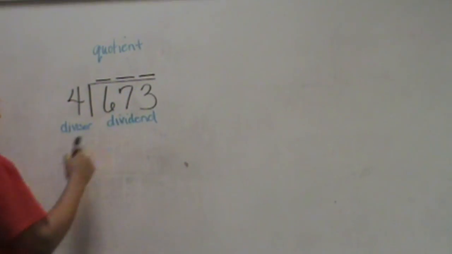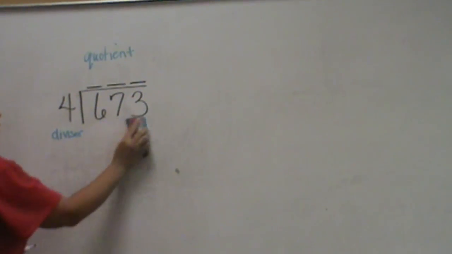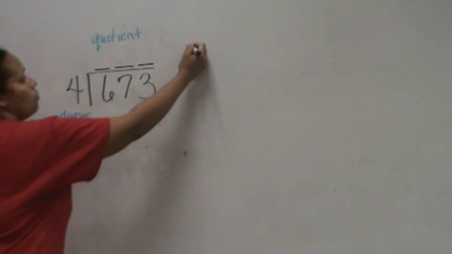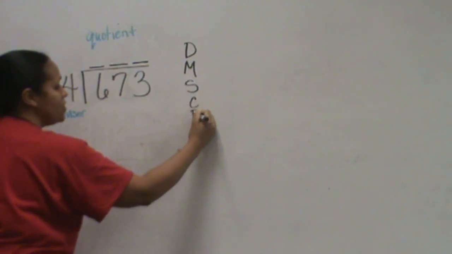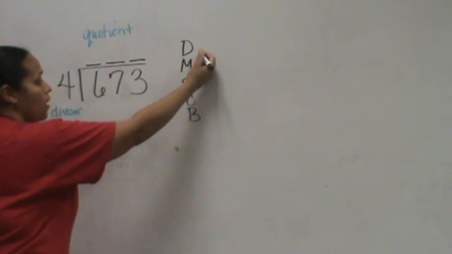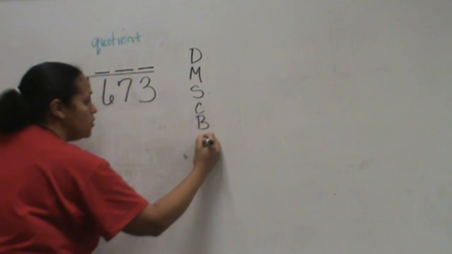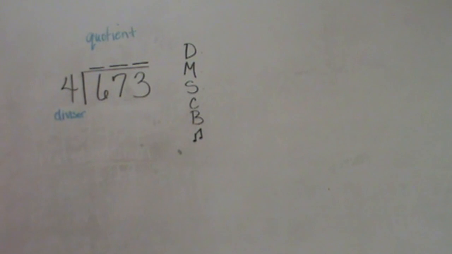Okay? A couple of things that we ask your child to do is to draw 3 lines on top of each number of the dividend to show that there are going to be 3 digits in our quotient. We also ask that your child writes their checklist off to the side. This checklist stands for divide, multiply, subtract, check, bring down, and then we want them to do it all over again. And it's just a checklist to remind them of the different steps of doing long division.